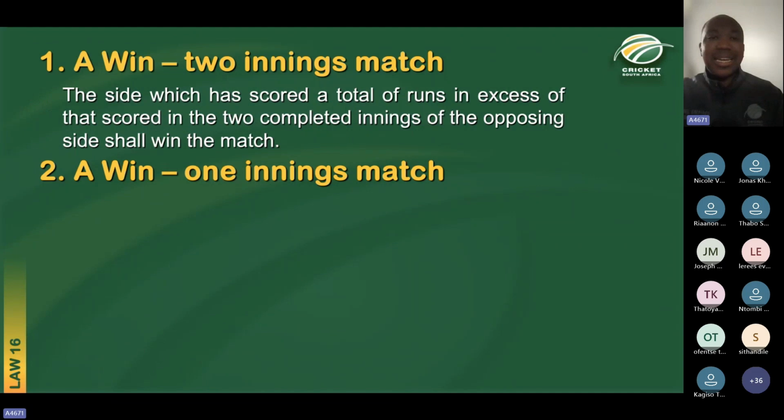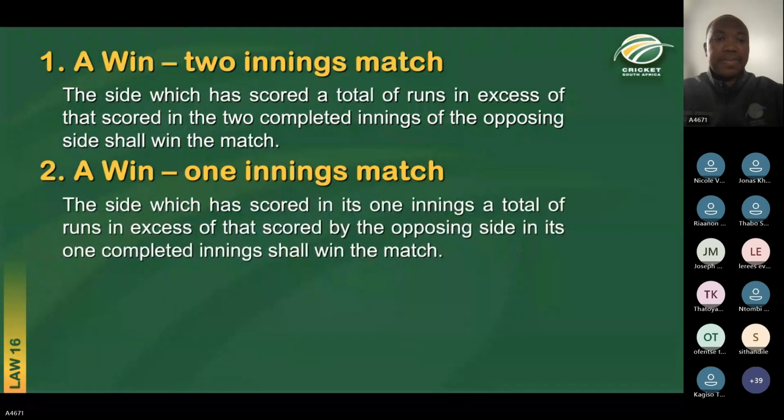Law tells us that in a 2 innings per side match, the side which has scored a total of runs in excess of that scored in the 2 completed innings of the opposing side shall win the match. In a 1 innings per side match, the side which has scored in its 1 innings a total of runs in excess of that scored by the opposing side in its 1 completed innings shall win the match.